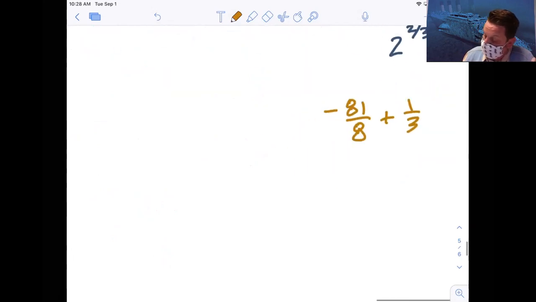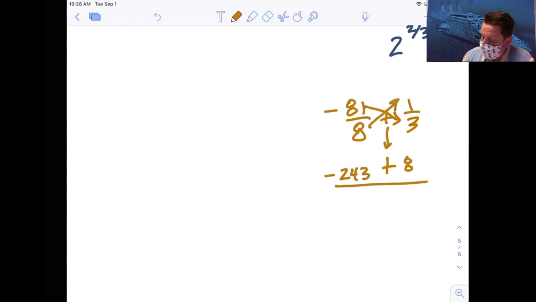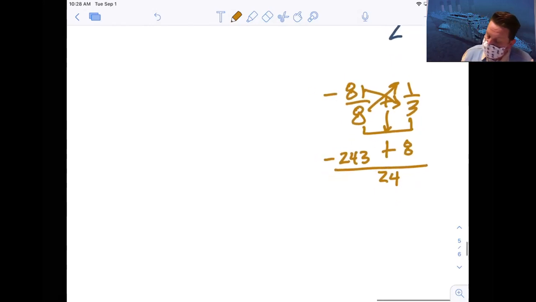And so the crisscross applesauce works well. So let's do that. You get negative 81 times 3, which is negative 243, plus you take the middle sign, 8 times 1 is 8, all over the product, 8 times 3 is 24. Or you could multiply the first one by 3 over 3 and the second one by 8 over 8. Now, negative 243 plus 8 is negative 235, all over 24.